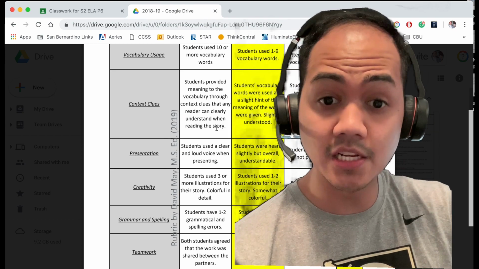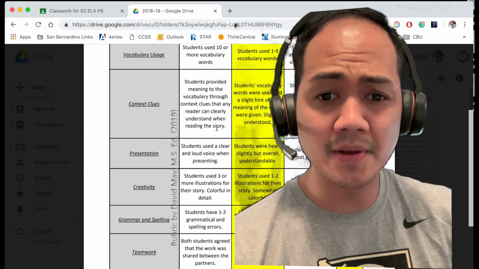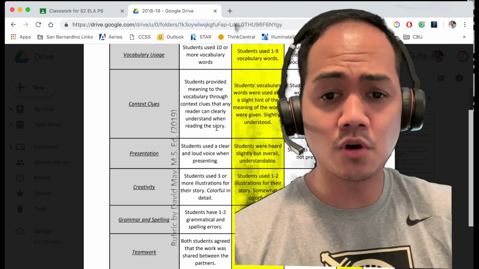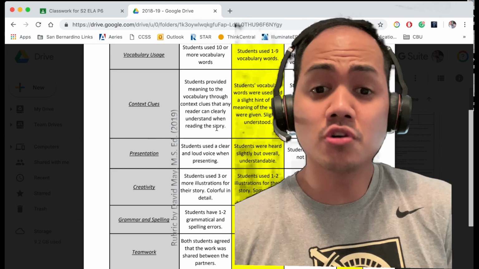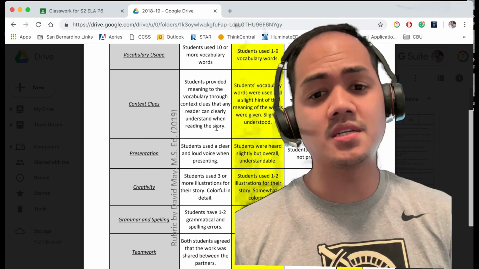Creativity. You can use illustrations, use pictures, cut out pictures from magazines, or print out a picture from home if you have computer access. You be creative. You could draw it. It's up to you. You don't have to be an artist. It just has to be colorful.